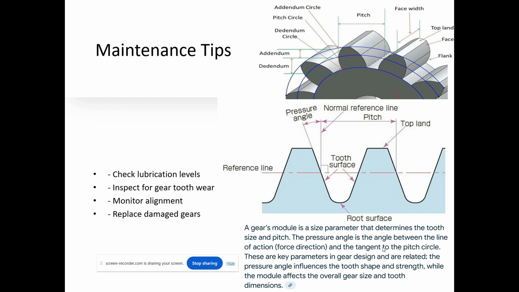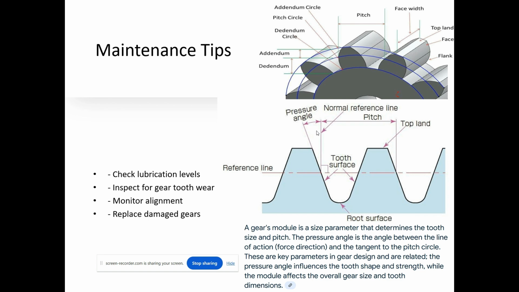And the tangent to the pitch circle, right? This here is a pitch circle. The tangent to that pitch circle, right? Those are key parameters in gear design and are related. The pressure angle influences the tooth shape and the strength.